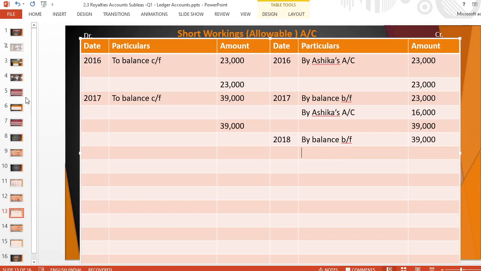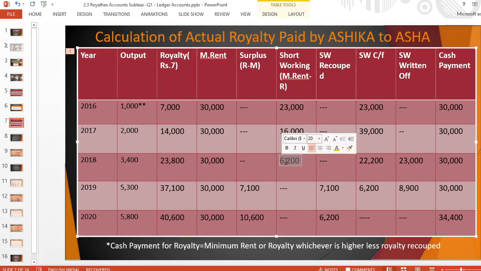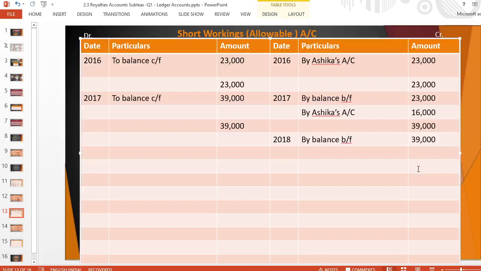After this, again I should check the royalty table, the second royalty table. Here, in the third year, we have fresh short working of 6,200 and we have written off 23,000 rupees. So we have two entries, one for the fresh short working and another for written off. I'll record this fresh short working of 6,200 as short working due, and the same transaction repeats in Ashika's account.